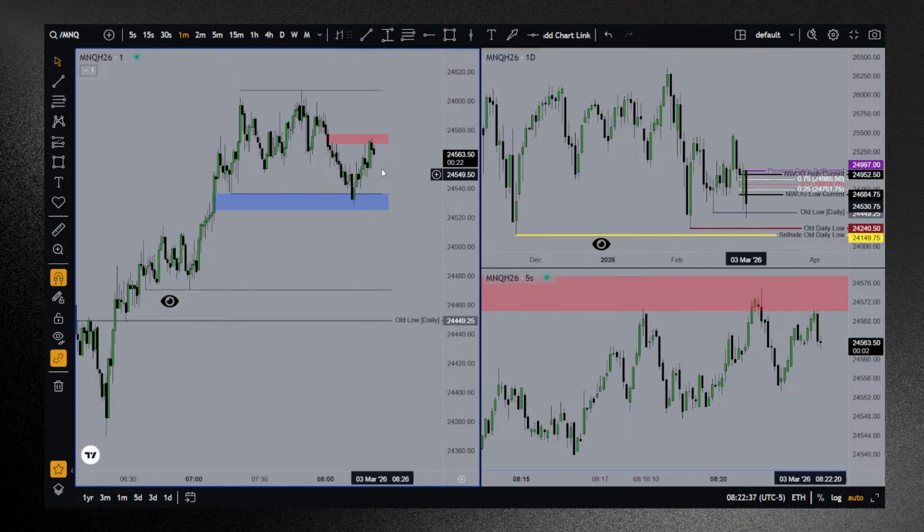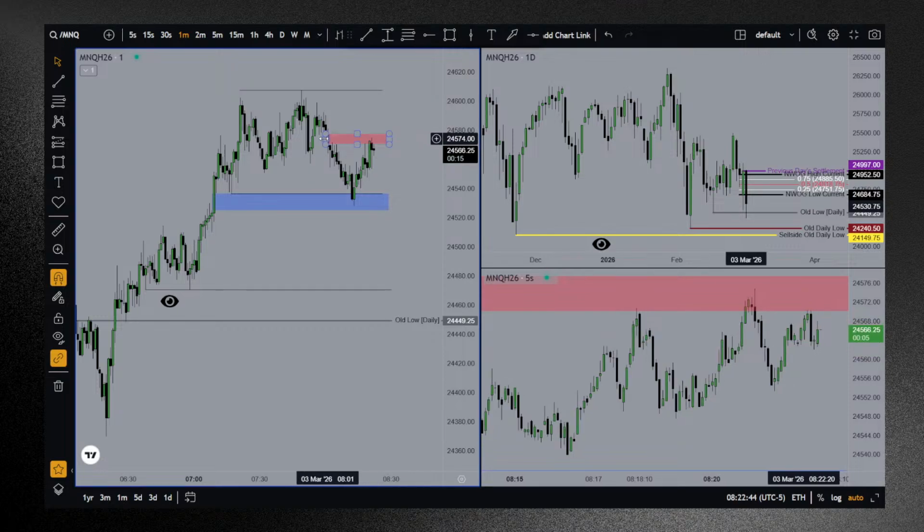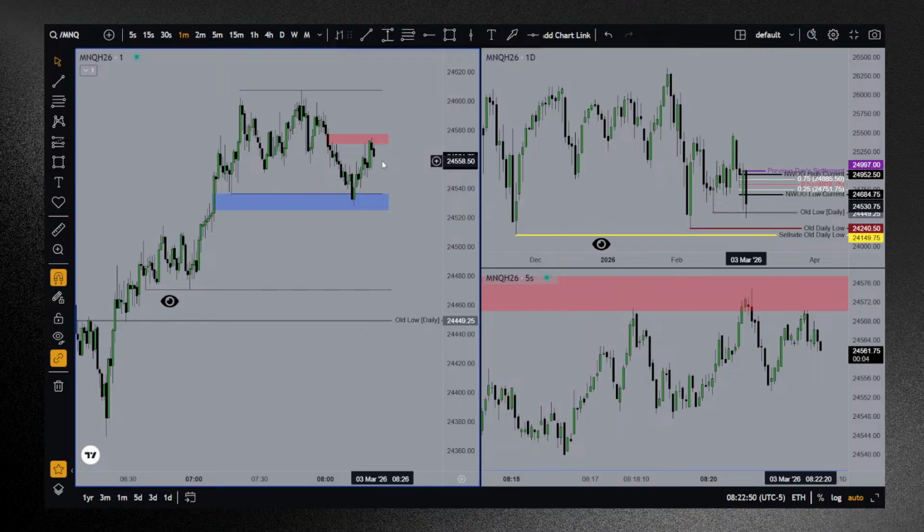So yeah, so far not exploring above the upper half of this small little fair value gap is good, but we would need to reject it quickly.